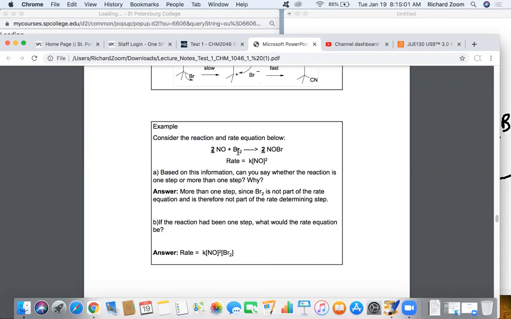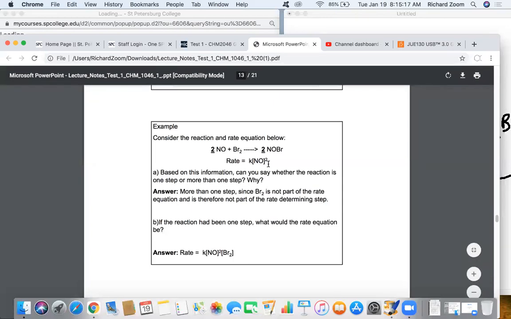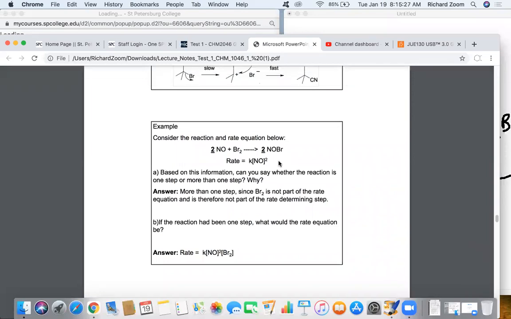Wouldn't the exponent 2 be the order? It is, but in this case, it's related to the coefficient because we need that many molecules in order to make the reaction go in one step, or that's how many NOs are involved in the slow step. It would be 2. But yes, that is the order. Any other questions?